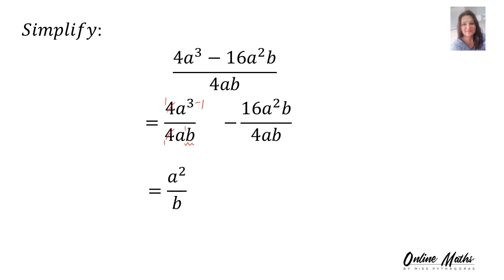The second term, you will say 4 goes in itself once, 4 goes into 16 4 times. And then in terms of a, there's an invisible one, so you will subtract on the exponent. And then in terms of b, since there's a b on top, you can say the b and the b will cancel. Therefore, you're left with negative 4a.